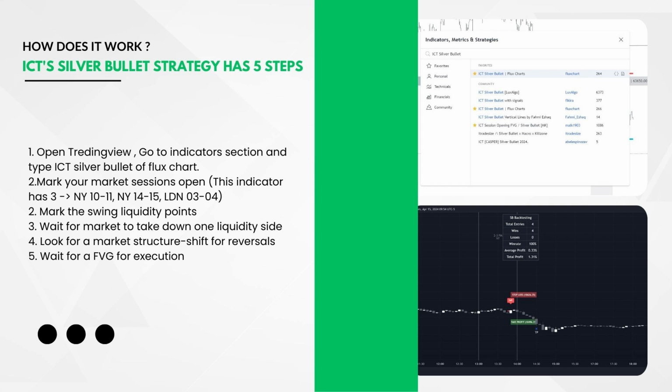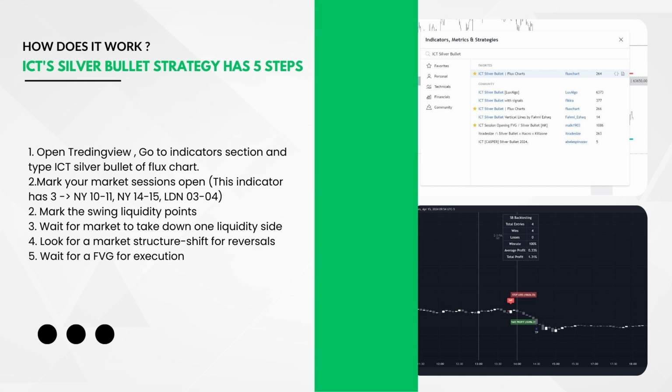How does it work? ICT's Silver Bullet strategy has 5 steps. Step 1. Open TradingView, go to Indicator section and type ICT Silver Bullet a flux chart. Step 2. Mark your market sessions open. This indicator has 3 sessions: New York 10 to 11, New York 14 to 15, LDN 03 to 04.